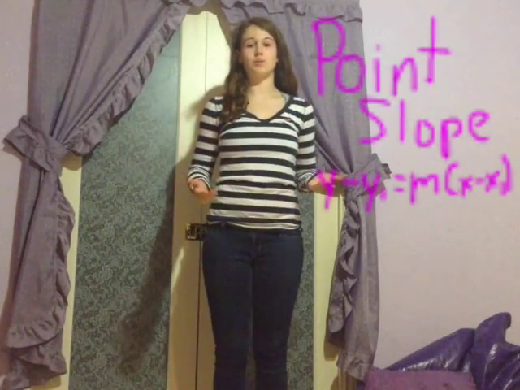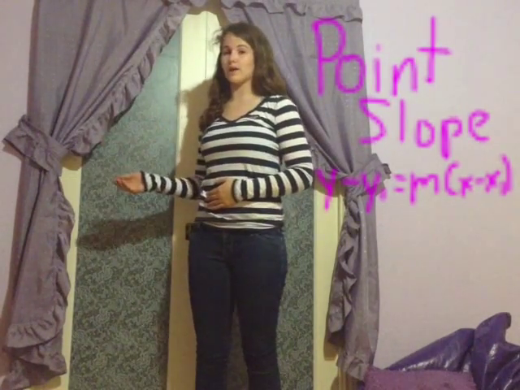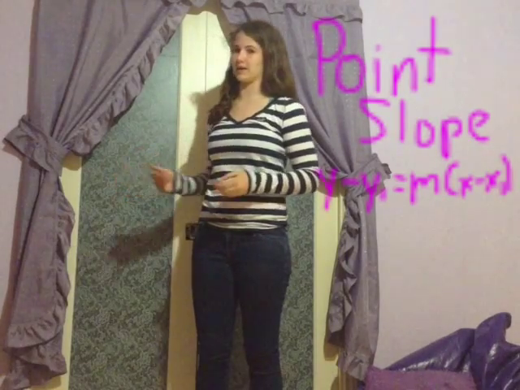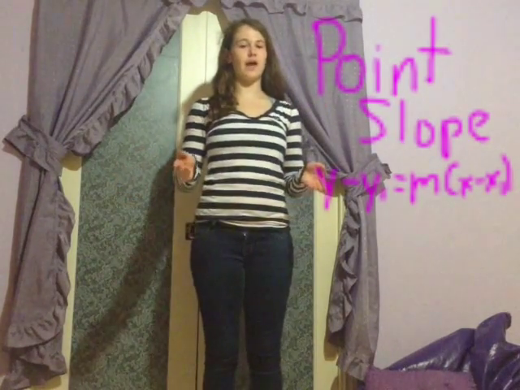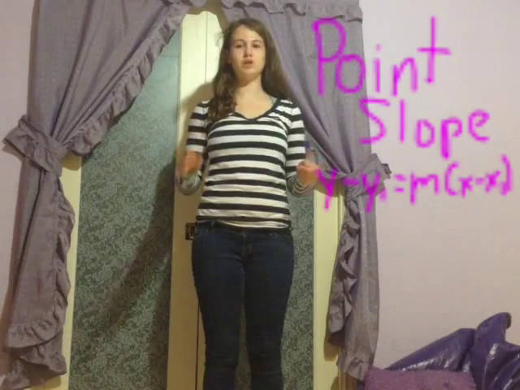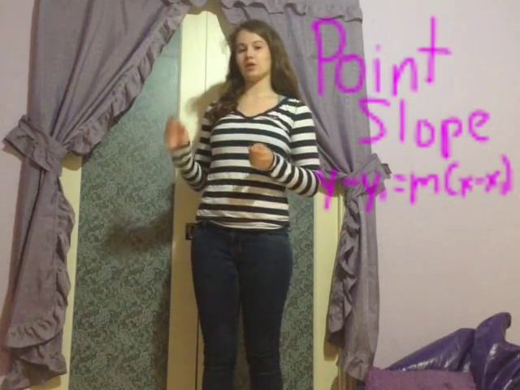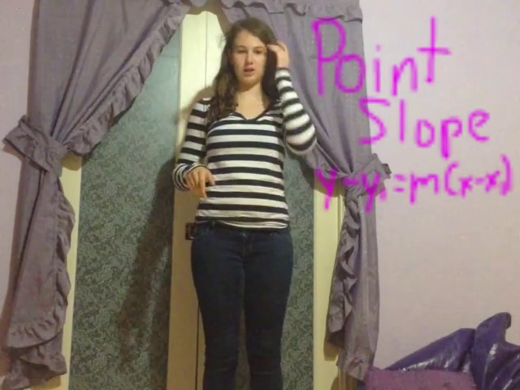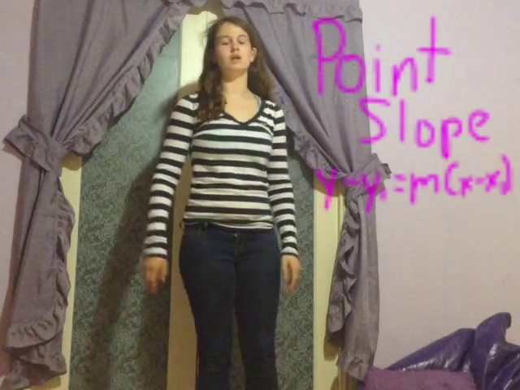Okay, so one of the most important parts about linear equations is determining their actual equation. There are three ways you can write a linear equation. First, point-slope: y minus y1 equals m(x minus x1). You're going to leave the x and the y alone, but you're going to change the m, the y1, and the x1.